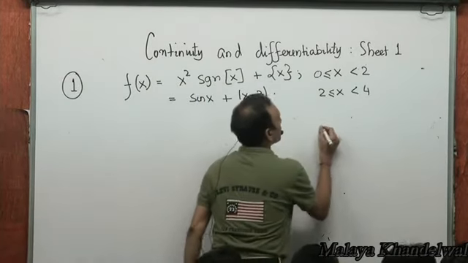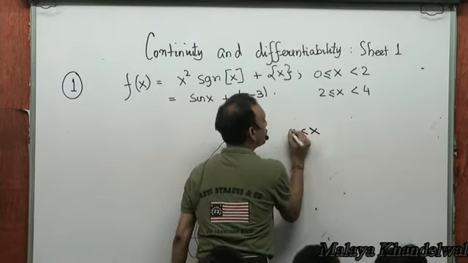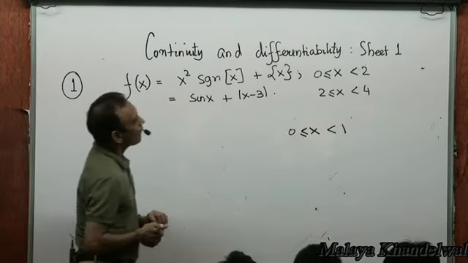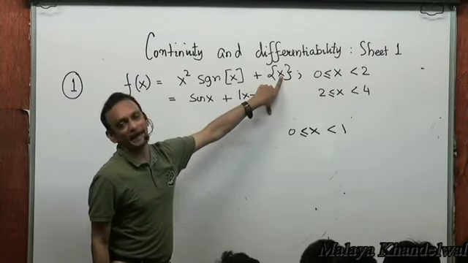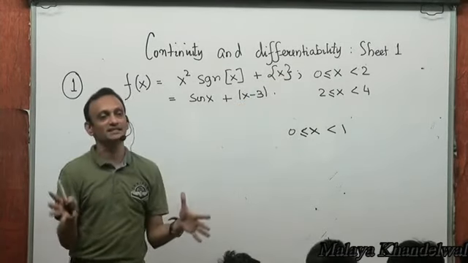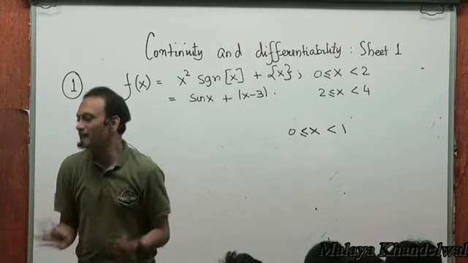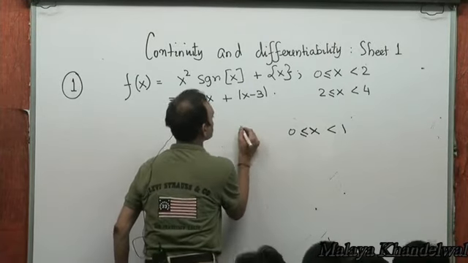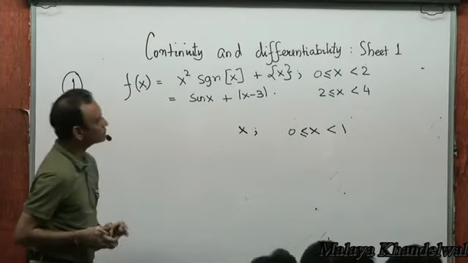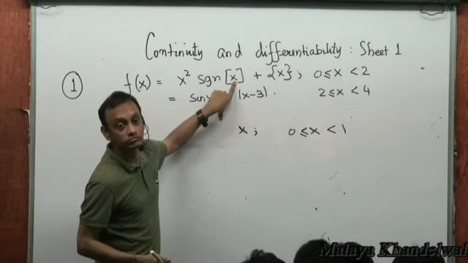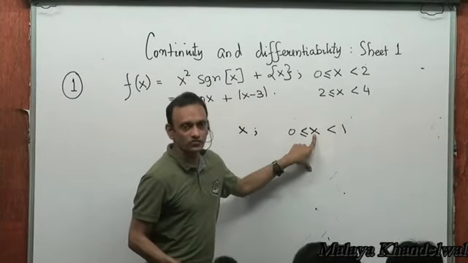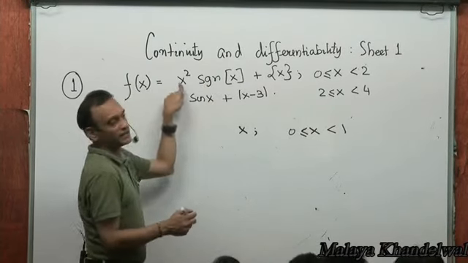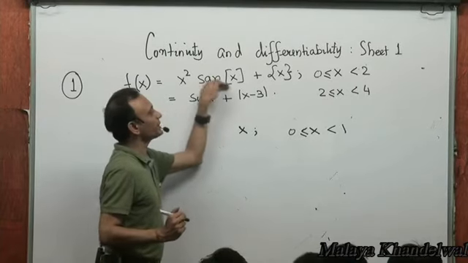So x greater than or equal to 0, less than 1. Let me not include 1 to begin with. Fractional part of x will be x when x lies between 0 and 1. It itself is a fraction, so fractional part of x will be x. Box x would be 0 in this interval, and signum 0 will be 0. 0 into x squared is 0. So this part becomes 0.